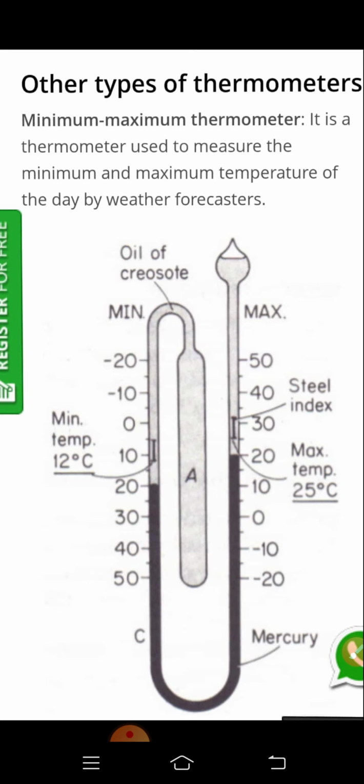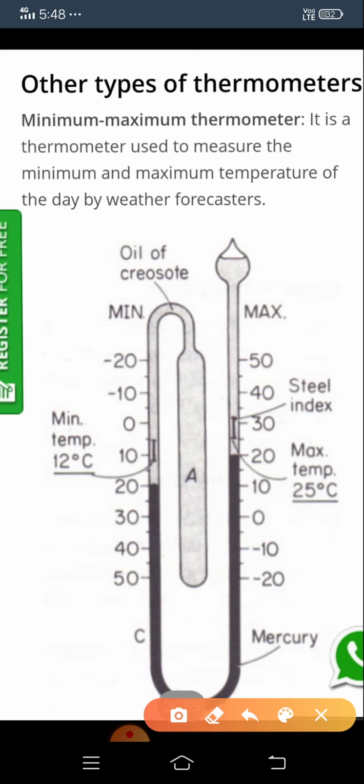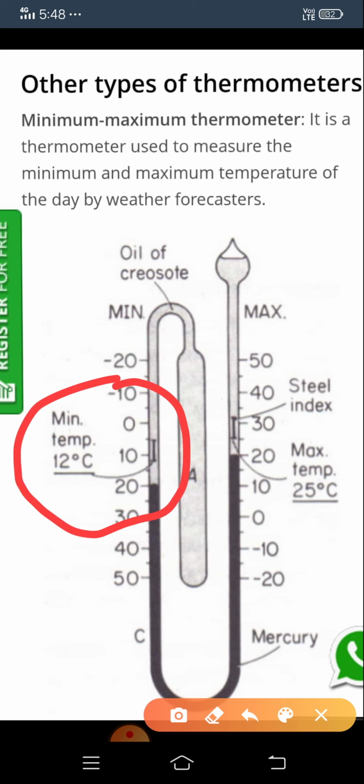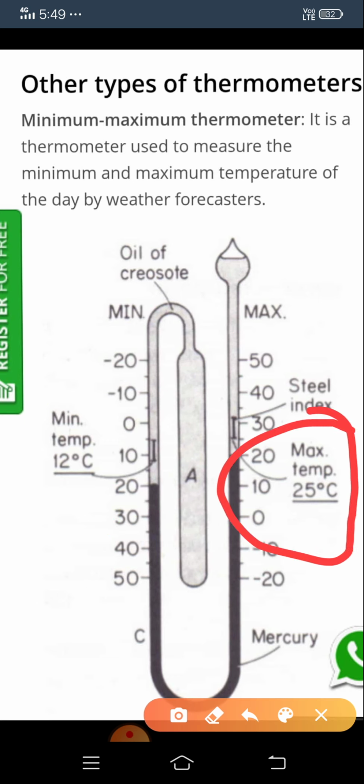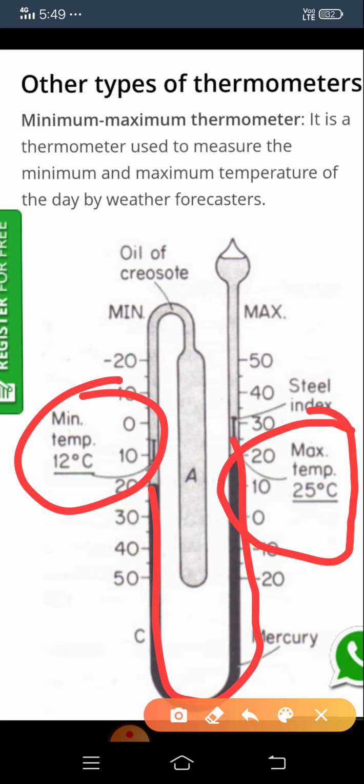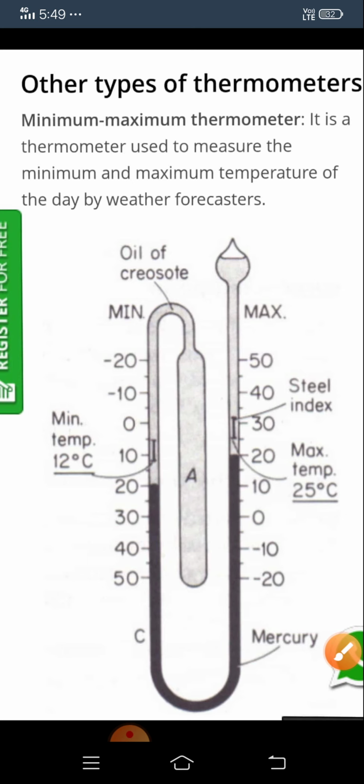See how the weather temperature is shown here. This is the mercury level, and the minimum temperature is 12 degrees Celsius and the maximum temperature is 25 degrees Celsius. So this is about the minimum and maximum thermometer.